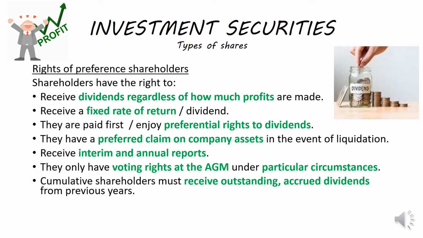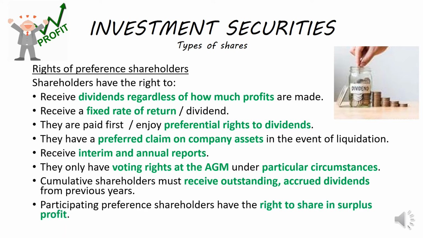Right, your cumulative shareholders, as I said, they must receive outstanding accrued dividends from previous years. So if in previous years dividends were not paid out, if you have cumulative preference shares, you have a right to receive any outstanding dividends from previous years that you did not receive in those previous years. Participating preference shareholders also have the right to share in surplus profit. Okay, so even after all the dividends have been paid out and there's still surplus profits left, your participating preference shareholders also have a right to get their share of those surplus profits.